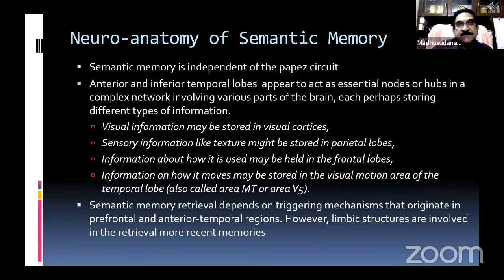Semantic memory retrieval depends upon the triggering mechanisms that originate in the prefrontal and anterior temporal regions. However, limbic structures are also involved in the retrieval of more recent memories. For recent memory, in addition to the anterior temporal lobe, it also requires the recent limbic areas, the Papez circuit.